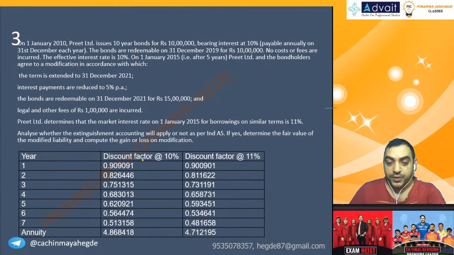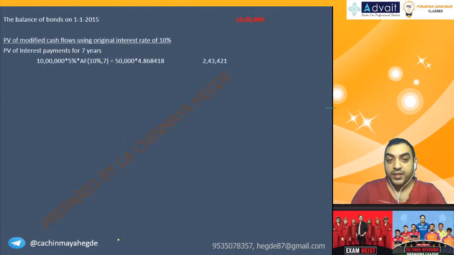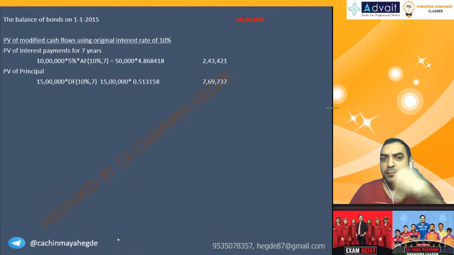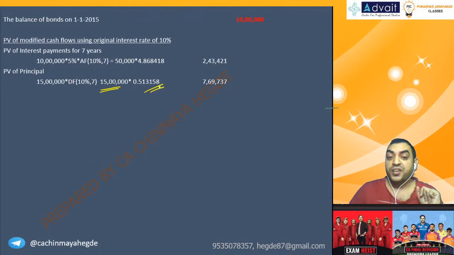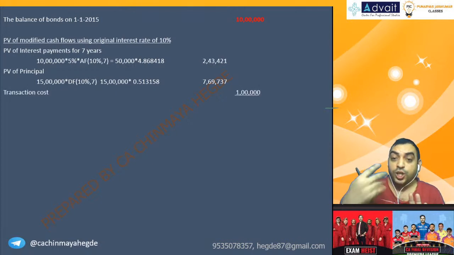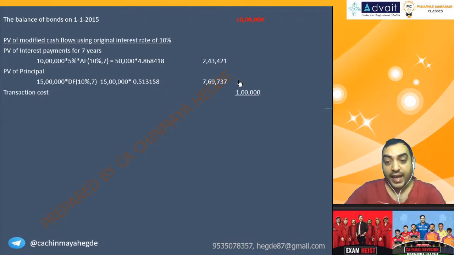That discounting rate they have given in the question itself. You see 10%, and the annuity factor also they have given, so we can make use of that number directly. And the principal repayment, the redemption amount, that present value repayable after 7 years 15 lakh, with the last year discounting factor, that is a present value. And not only this, apart from interest payment and principal payment, you also pay transaction charges, which you consider as 1 lakh.